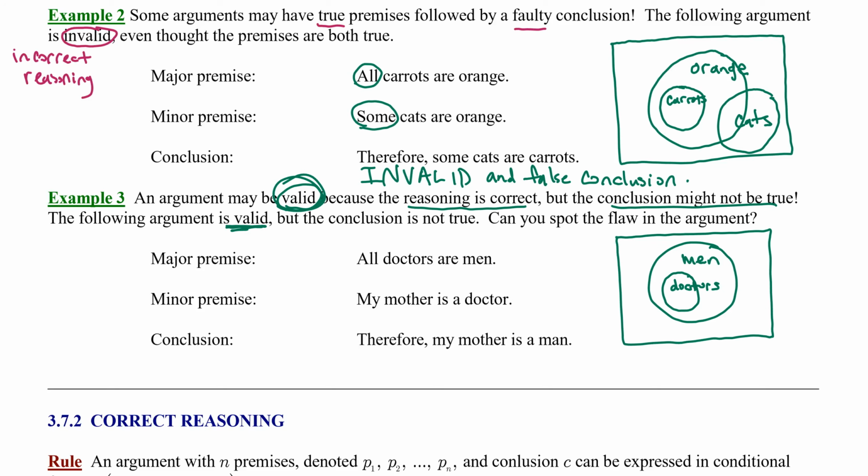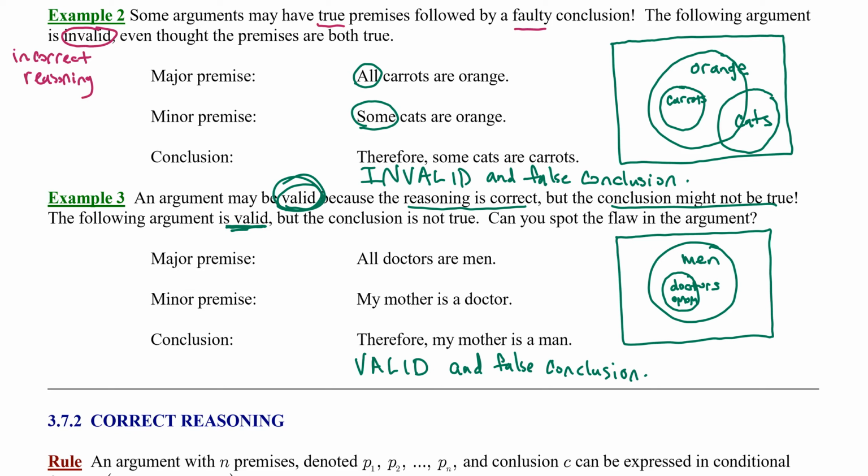My mother is a doctor, so she is an example of a point in that circle of doctors. And from the Euler diagram, I can see that mom is also within the men circle. Therefore, my mother is a man. This is a valid argument, but it has an absurd conclusion. So the reasoning is correct, but we have a false conclusion. So make sure you understand the difference between valid and invalid and true and false.